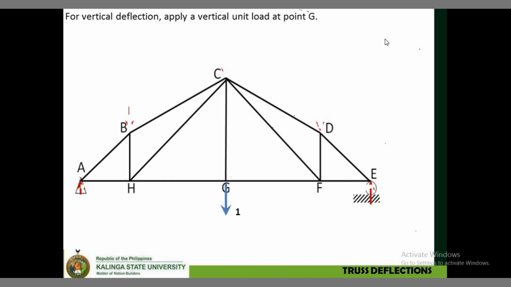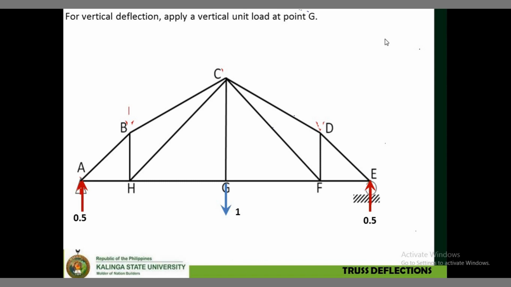My assumption here is downwards. So, dito sa step 2, inassume ko na si joint G, magmumove siya downwards. Kaya doon ko nilagay si 1. After na nilagay ko na yung 1 unit load, I'm going to use the static equations para ma-solve ko yung values ni E at saka ni A. And it turned out, at point A, meron akong 0.5 na pataas. At point E, meron din akong 0.5 na pataas. Wala nang horizontal reaction kay A kasi walang ibang horizontal na arrow na nakikita ninyo.